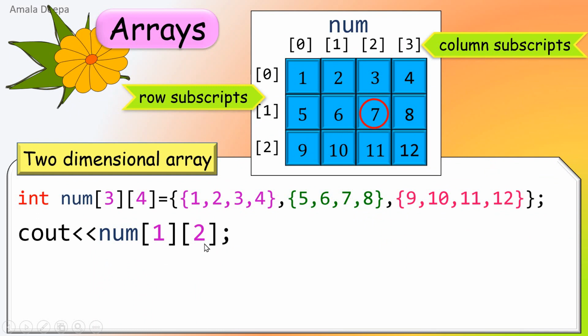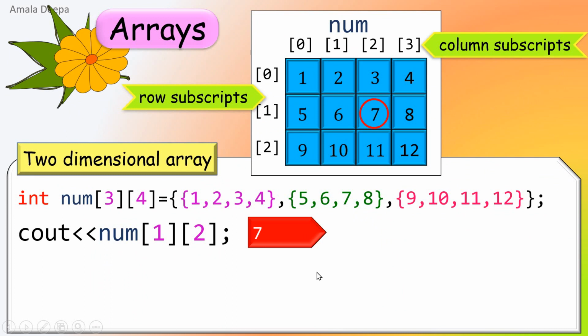So to access an element in a two-dimensional array, you should mention both the row subscript and the column subscript, that is the row index and the column index, along with the name of the array. This cout will give the output as 7.